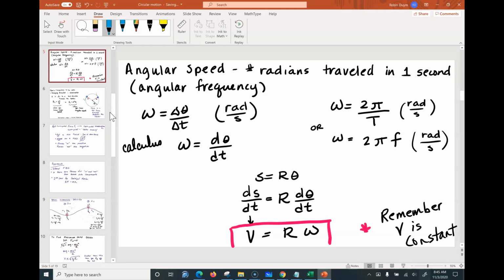All right, so now what's the difference between linear speed and angular speed? Well, this is the number of radians traveled in 1 second. We use omega, and that'll be your angular displacement divided by time. Those units are radians per second. And this would be going around a full circle.